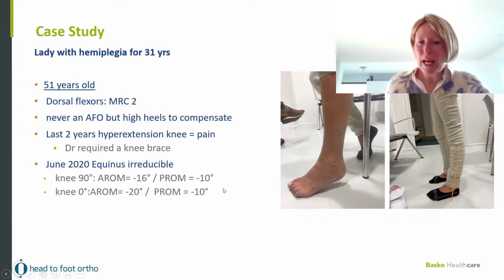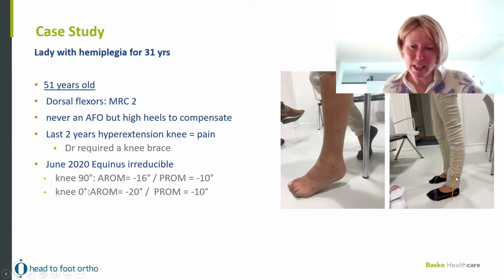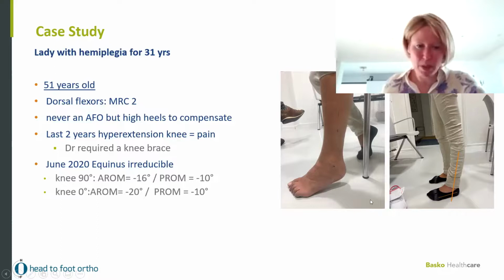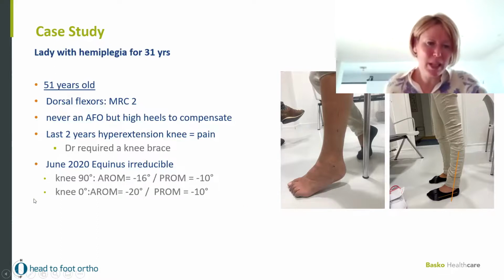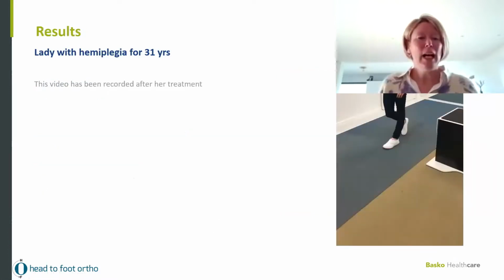At a certain point, she came in from a doctor who had given her a knee brace. And we said, well, we think it comes from the plantar flexion that is in the ankle, so maybe we should try and see if we can change something in that. By doing a good anamnesis, we saw that we had an equinus that we could not reduce, up to minus 10 degrees of passive range of motion with the knee at 0 degrees and 90 degrees. So we started during COVID. We started to do the treatment.